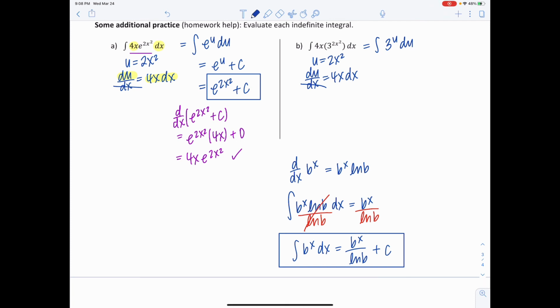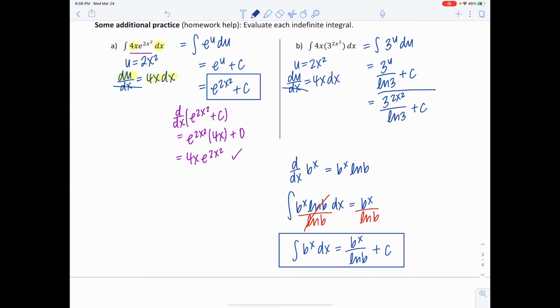All right, we just learned that the integral of a number to a power with a variable in it is itself divided by ln of b. So kind of like the reverse of the derivative, instead of multiplying, you're dividing. So this equals itself divided by ln of the base. So replacing the u with the expression involving x, 2x squared, here is our final answer.